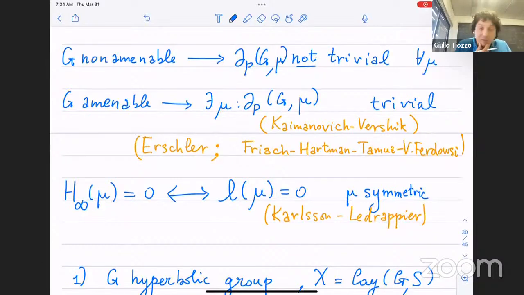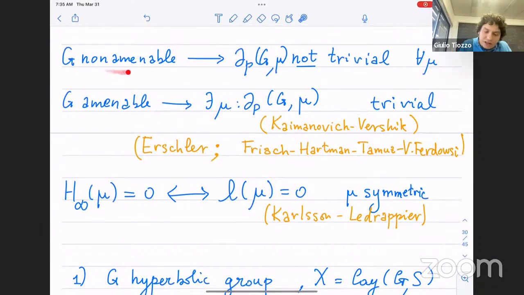But of course, for the amenable groups, there are lots of tricks, lots of subtleties. In fact, this statement that there always exists at least a measure where the boundary is trivial goes back to Kaimanovich and Vershik, in the 80s. But the actual characterization of all the groups for which the boundary is trivial for all measures came much more recently. It basically came with the work of Frisch, Hartman, Tamuz, and Vahidi Ferdowsi, just maybe 3 years ago. So really recent.